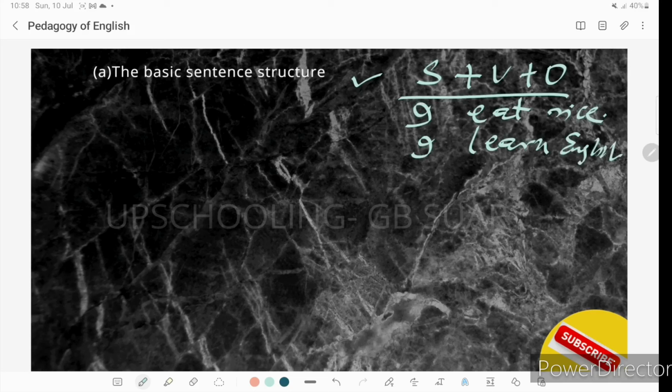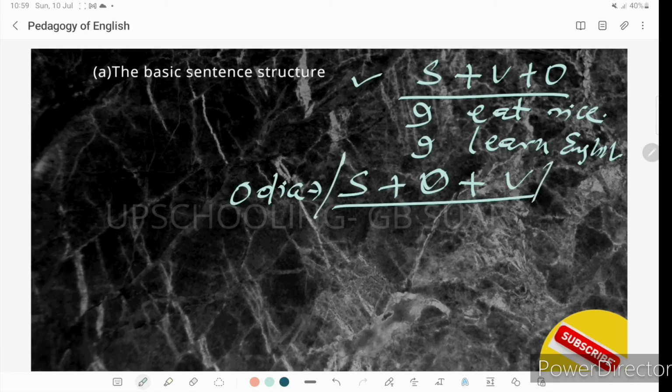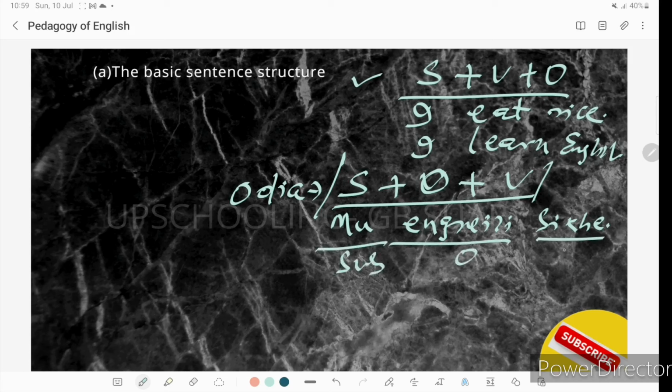In Odia, it is mo Ingreji sikhe. The difference: subject plus object plus verb. This is Odia. In most of the Indian languages, the structure is like that. Mo Angreji sikhe. Angreji is the object, mo is the subject, and sikhe is the verb. This difference between the basic sentence structures creates problems for Odia speaking learners.